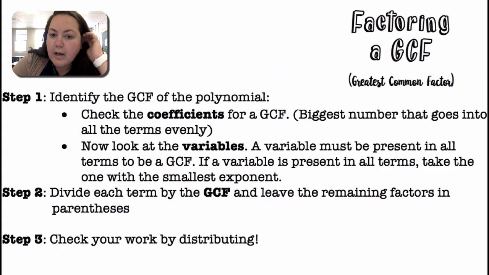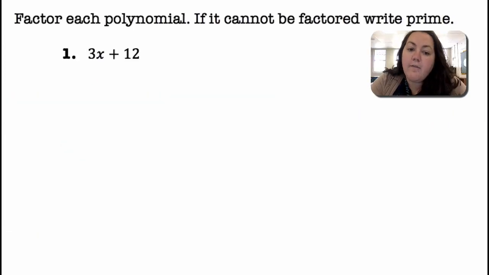And then the steps for factoring out a greatest common factor. To identify the greatest common factor, you're going to check the coefficients for the biggest number that goes into all of the terms evenly. Then you're going to look at the variables for any variables that all the terms have in common. If the variable is present in all the terms, you're going to take out the one with the smallest exponent. And then divide each term by the greatest common factor and leave the remaining factor in parentheses. If you want to check your work, you would distribute and see if you get the same thing you started with. Alright, factor each polynomial.